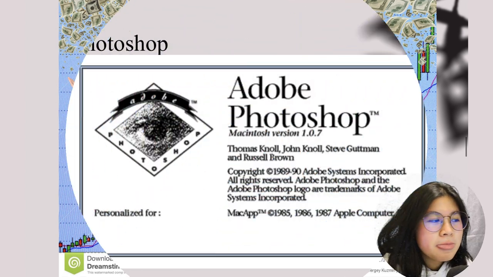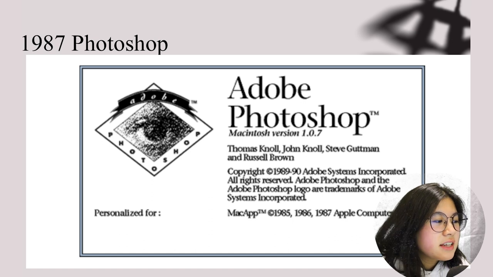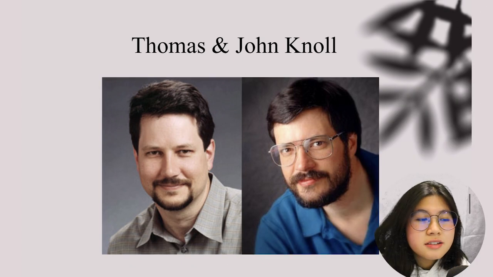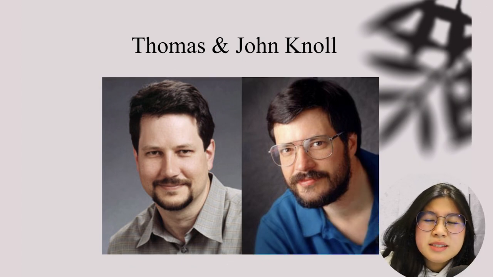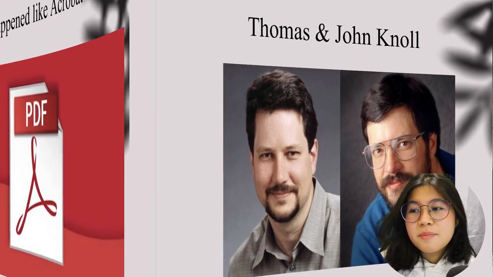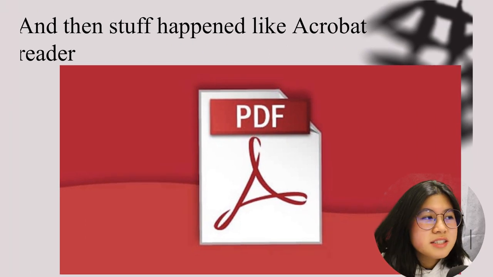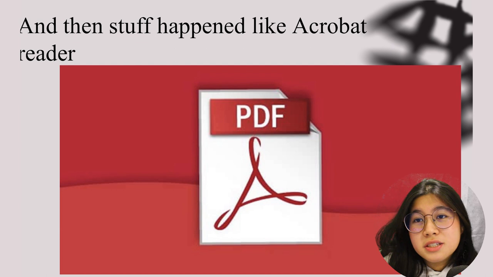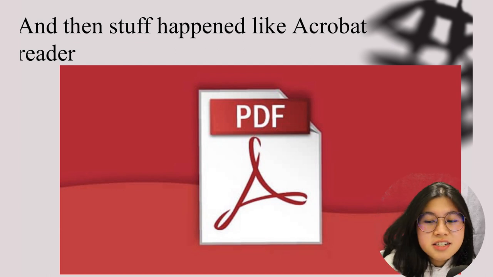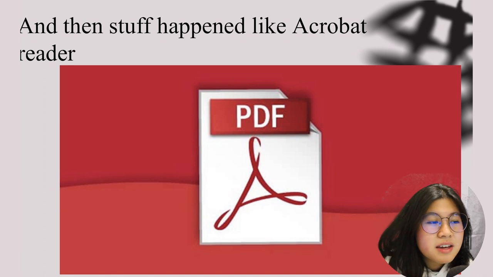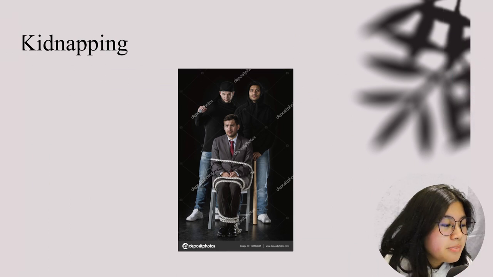Okay, next slide. By 1987, two brothers developed Adobe Photoshop, and these brothers are Thomas and John Knoll. And I think one of them had to stop college for like 6 months, I'm not so sure, to develop the software. And then stuff happened. Adobe became successful. Acrobat Reader, they created, I think, PDF, where you'll be able to see documents without losing quality and such.